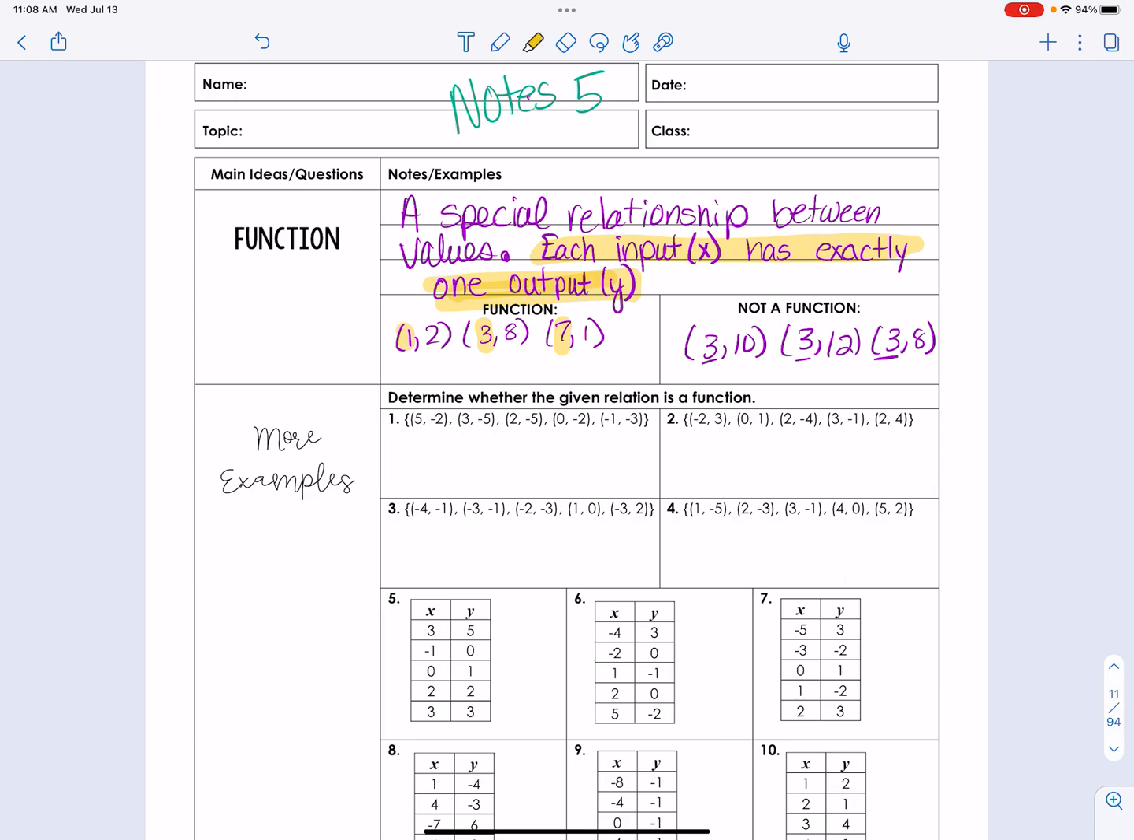So you determine yes or no. So I'm going to look at my x's, and I have 5, I have 3, I have 2, I have 0, I have 1. None of them repeat. This is a function.